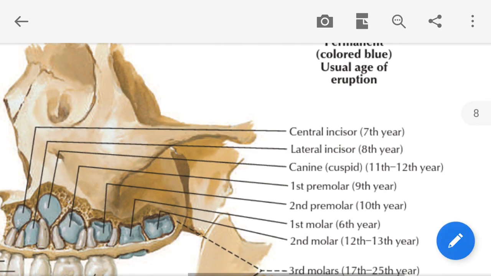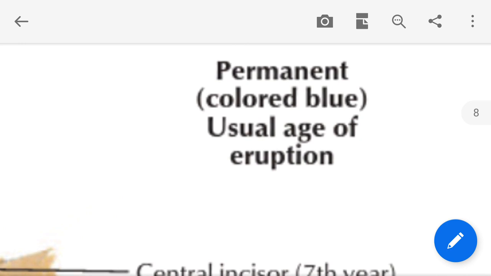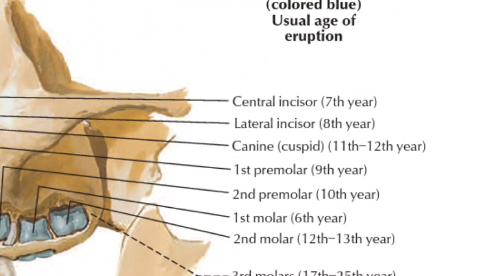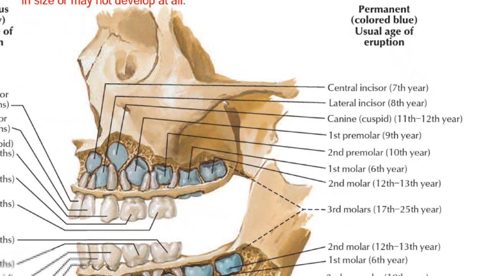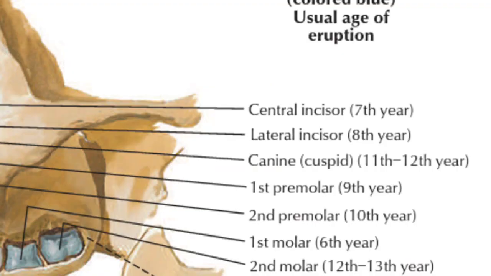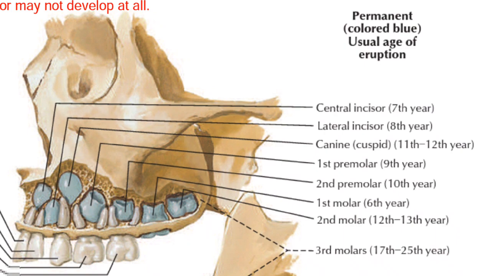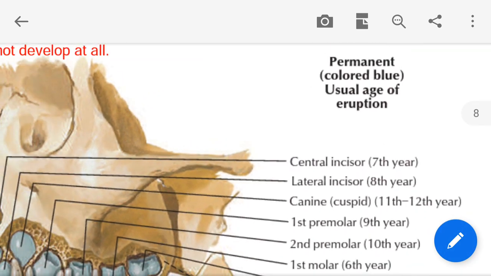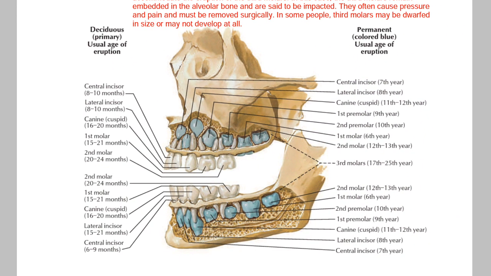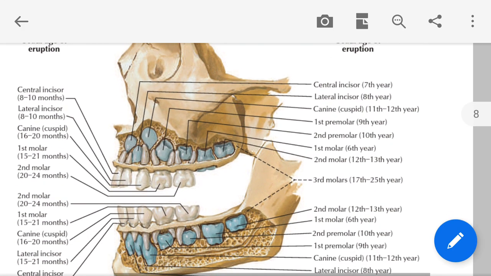And on the right hand side, as you can see over here, the title is the permanent teeth. They are shown in blue color, and in the bracket they are also writing, for example, the permanent central incisor, which erupts at the age of 7 years. Then we have the lateral incisor, which erupts at the age of 8 years. So you will get the idea: on the left hand side are the deciduous teeth, and on the right hand side are the permanent teeth.